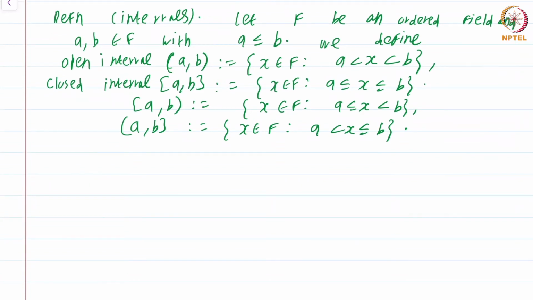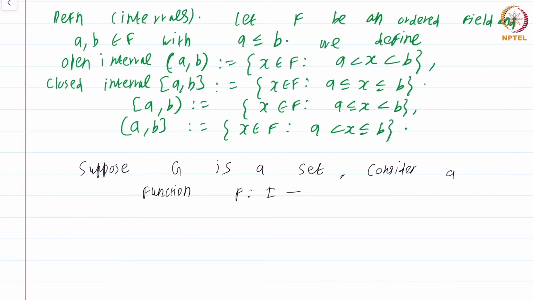Before that, let me just talk about index sets. So suppose G is a set. Now we want to refer to an indexed collection. That just means that I consider a function f from another set I to G that is bijective.